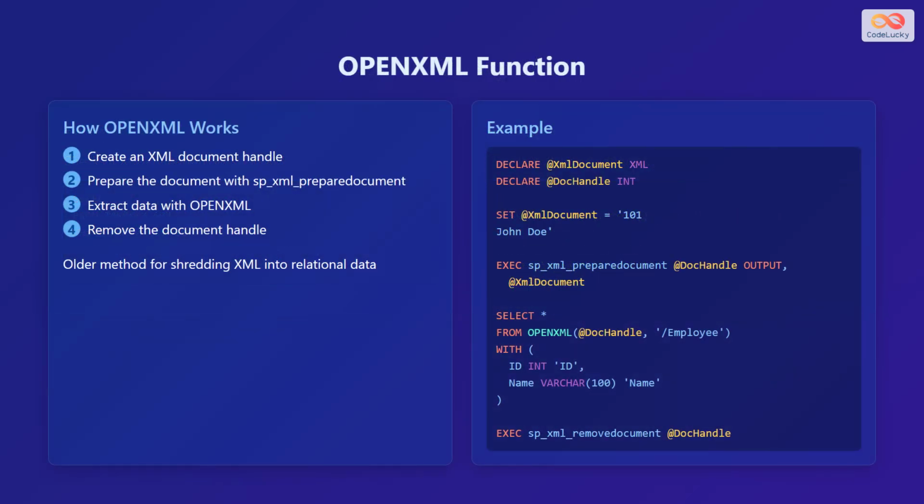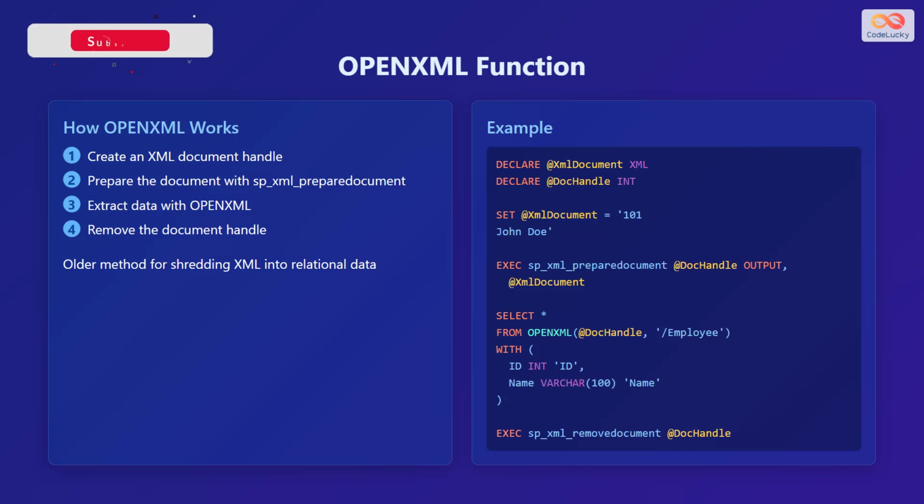The OPENXML function provides another way to shred XML data. To use OPENXML, follow these steps. First, create an XML document handle. Second, prepare the document with the system stored procedure sp_xml_preparedocument. Third, extract data using OPENXML. Finally, remove the document handle using the system stored procedure sp_xml_removedocument. OPENXML is an older method for converting XML into relational data.